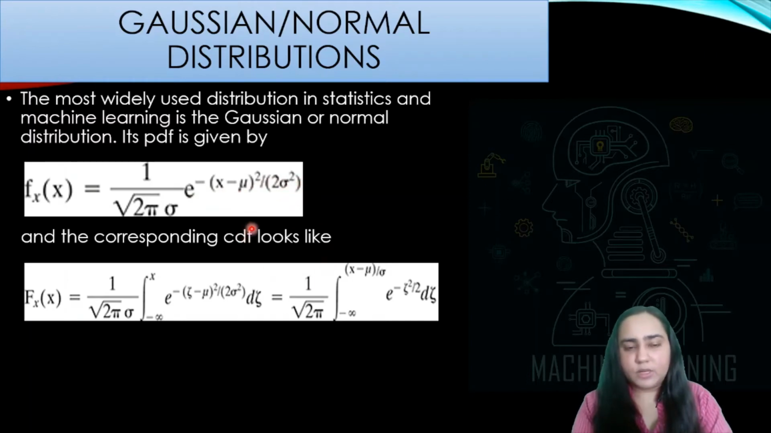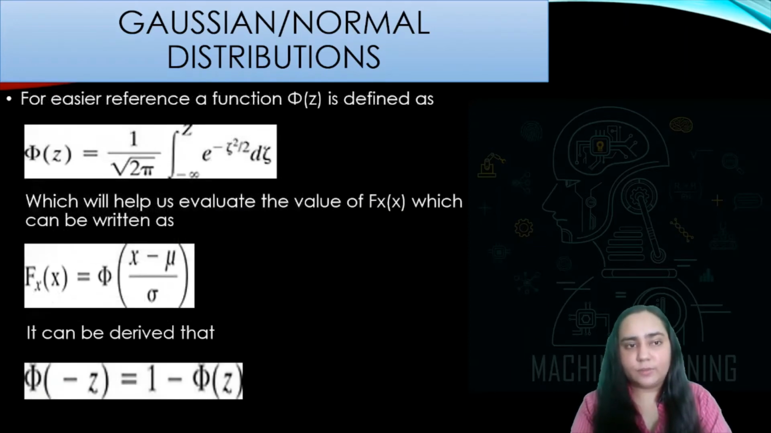And the corresponding CDF or cumulative distribution function looks something like this. Looks complicated, but it's not. It's actually the repetition of the same formula if you want to remember. This is the value you should remember if you're trying to remember. Only there's this additional limit added because CDF is always about having some range in which you want to calculate the value.